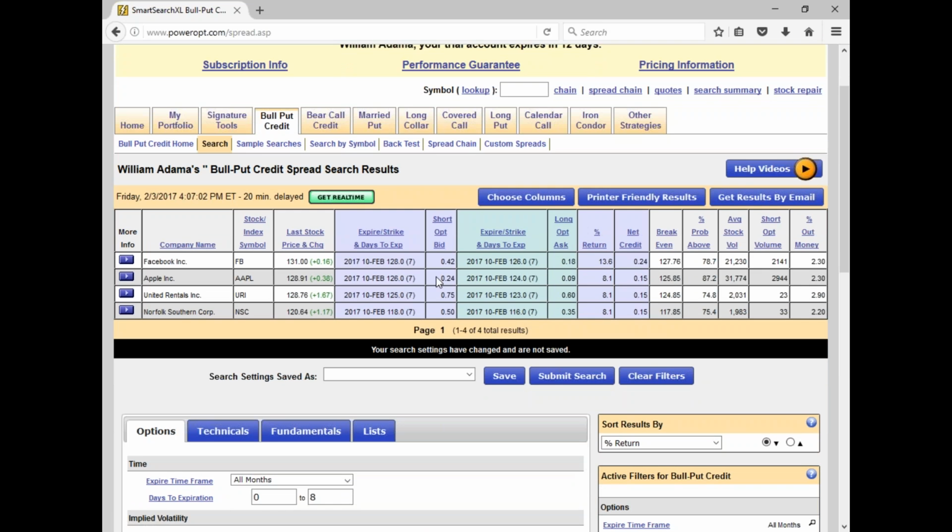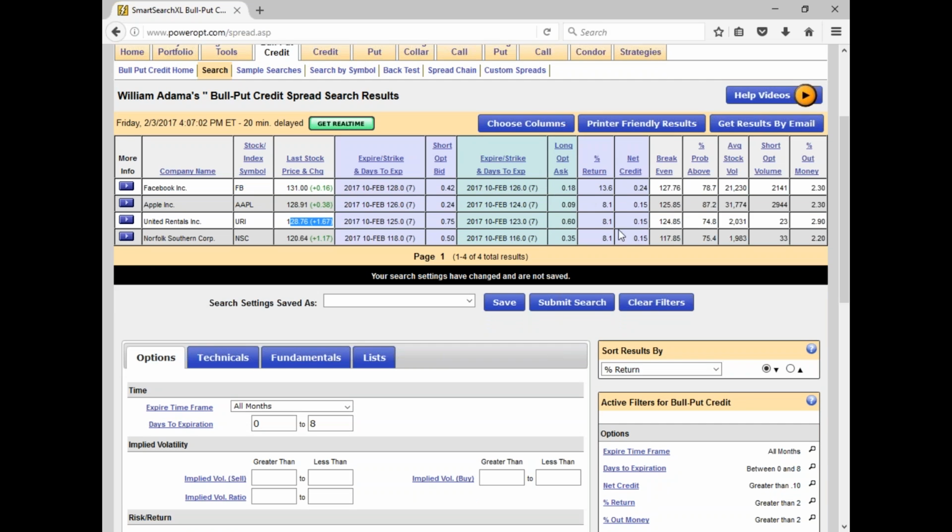Okay, so there's Facebook again, Apple, URI, United Rentals, and Norfolk Southern. So they're actually 7-day trades, but you notice the premium's lower, 15 cents, and so forth, but we have the probability ranges that we're looking for as well. So directly related to your question, adjustments you could make for max return and safety on shorter trades.